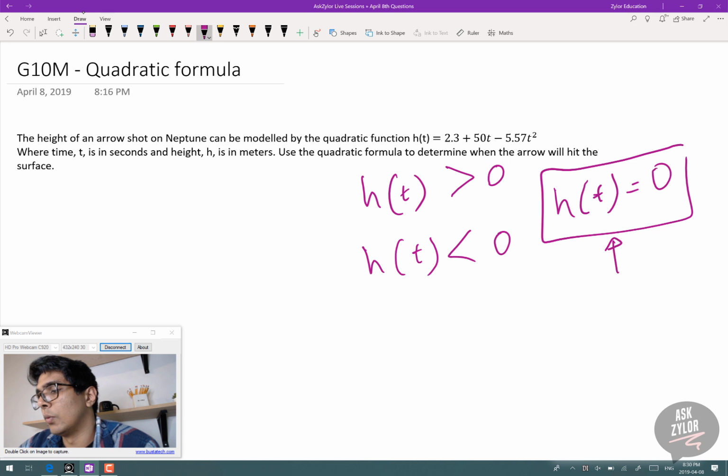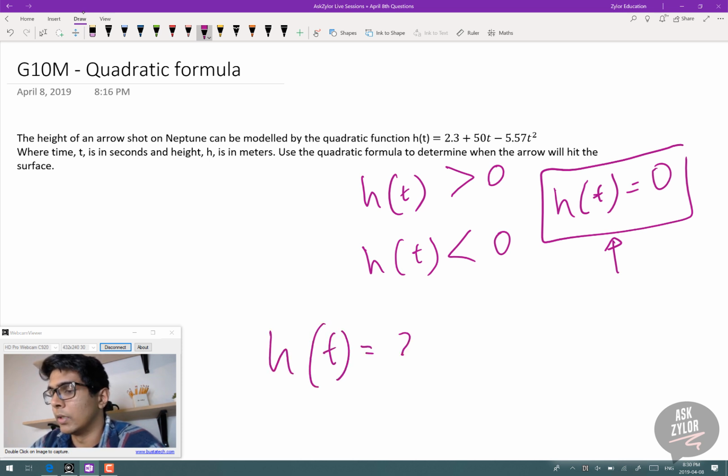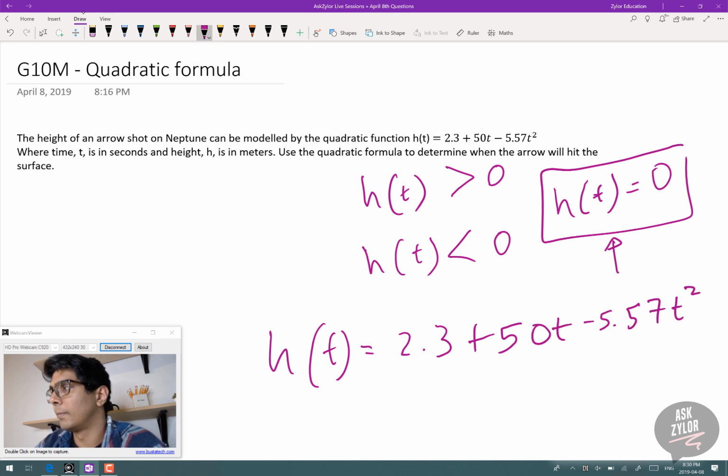So we're finding when my y is equal to 0. In other words, I'm finding my x-intercepts. So I'm using the quadratic equation to find my x-intercepts. I have my height, which is 2.3 plus 50t minus 5.57t squared.